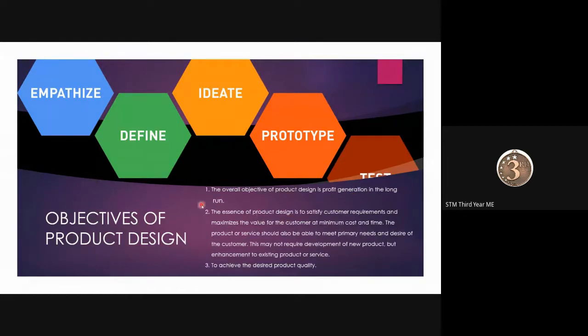The second one: the essence of product design is to satisfy customer requirements. That is the second point, the requirements mentioned by the customer. We have studied the functions of industrial engineering, and under that I have already told you that it depends upon the demand, and that demand is nothing but the customer demand. The customer gives the demand, and based on that customer demand we create some principles or objectives, and based on those objectives we create the product.